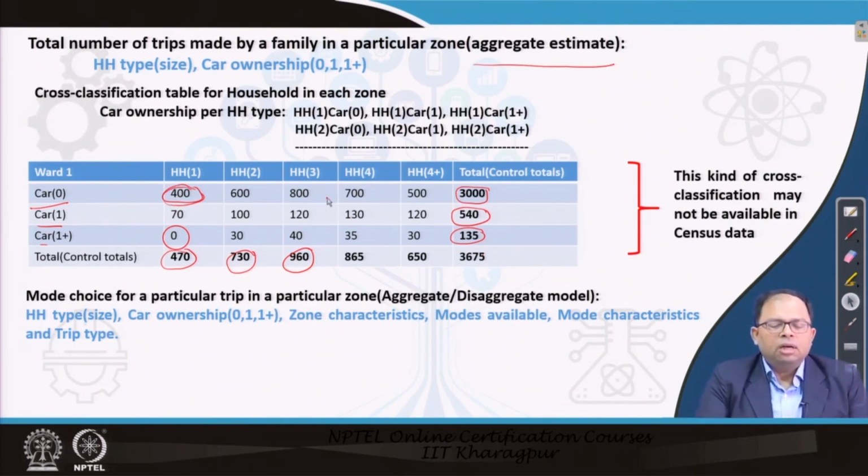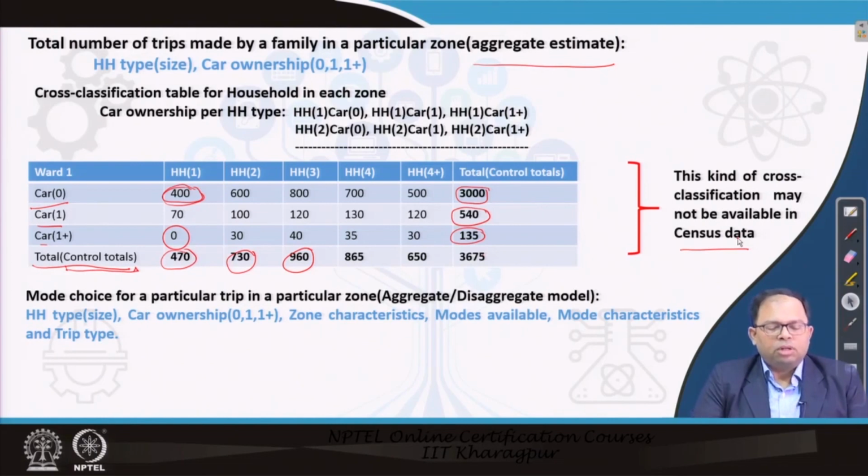So, this is called a cross classification table, and if we see this totals of each household type, these are called control totals, because this is through which we can control the total number, the distribution of households in that entire zone, or distribution of households with different car sizes in entire zone. So, these are called the control totals, and this kind of cross classification may not be available in census data, which we have already discussed.